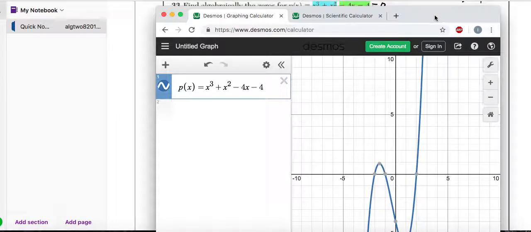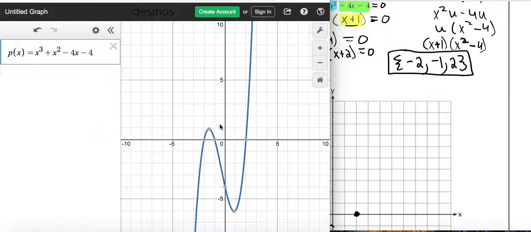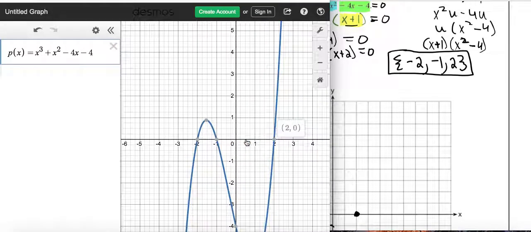So let's check that we got the correct roots. Remember, it was -2, -1, and +2. So we did get those correctly. So our answer to the first part was correct. The next thing we want to check is our y-intercept. Was -4.